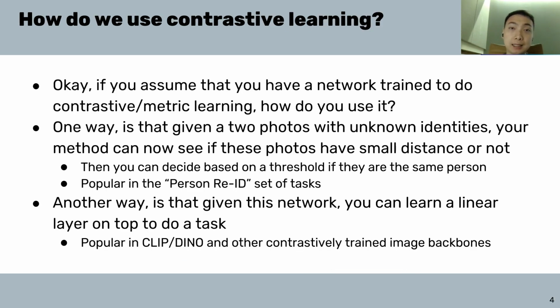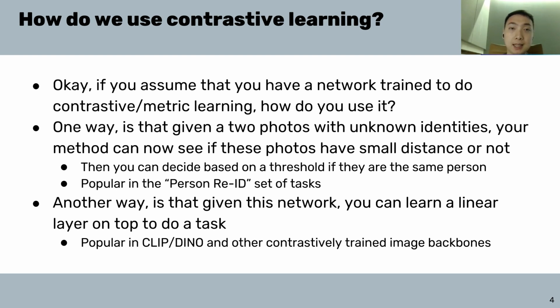And how exactly do we use a network trained using contrastive learning? Well, one way is you can use it directly. Given two photos with unknown subjects, you can now easily see if these two photos have small distance or not. You basically take each photo and pass it through the network, and then compare the distance of the outputs. And you can decide based on a threshold if they are the same person.